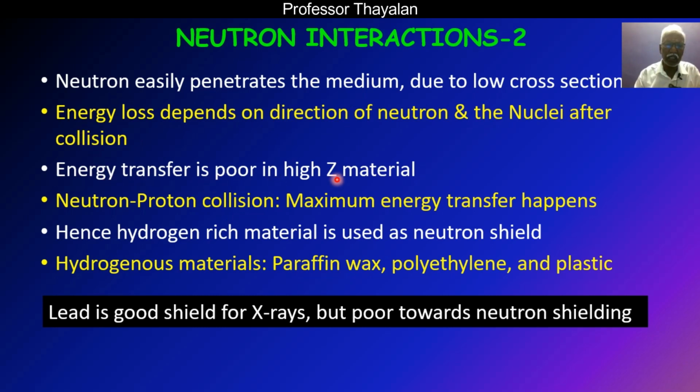Energy transfer is poor in high Z material. Neutron-proton collision gives maximum energy transfer. Hence, hydrogen rich material is used as neutron shield. What are these materials? Paraffin wax, polyethylene and plastic. So that is the reason why hydrogen rich materials are used as neutron shields wherever needed. What about lead? Lead is a good shield for X-rays but poor for neutron shielding.